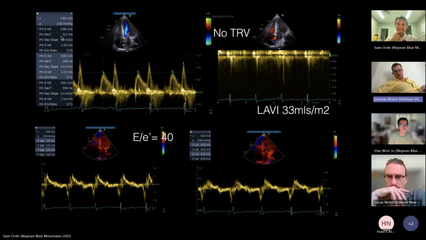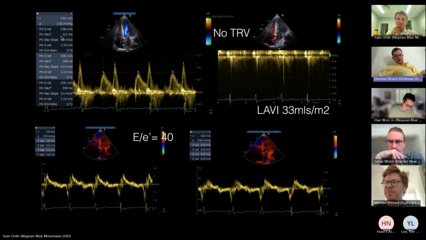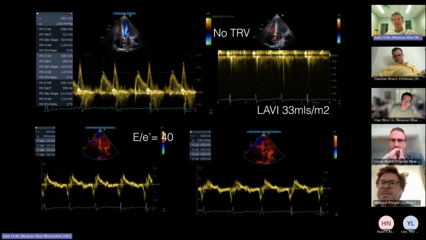So I'm not sure if this guy would be fluid tolerant or not. He's clearly got delayed relaxation, but then there are features on the echo that make me think he's got a small, well contracting right ventricle. He's got a small cavity size. Might be reasonable to give him 250 and reassess. Yeah, very nice.